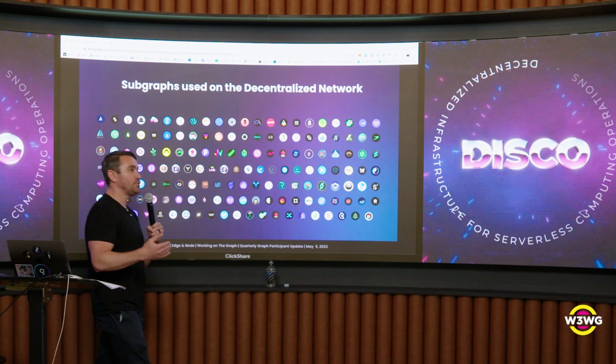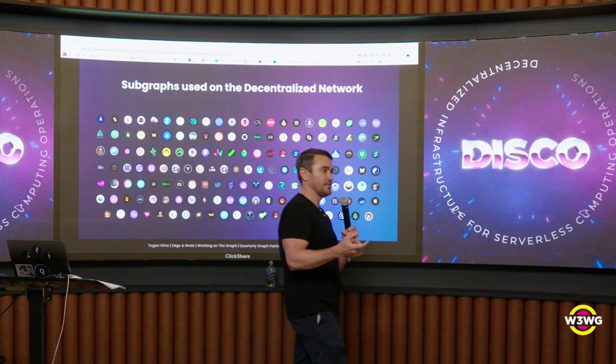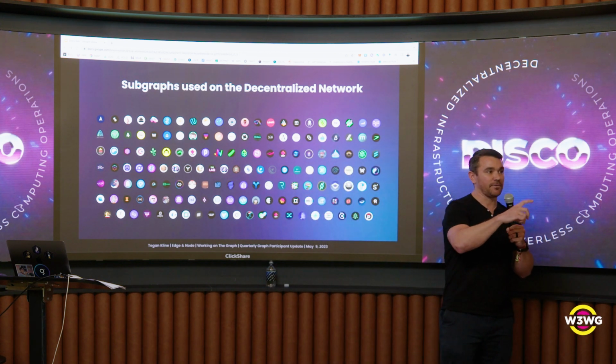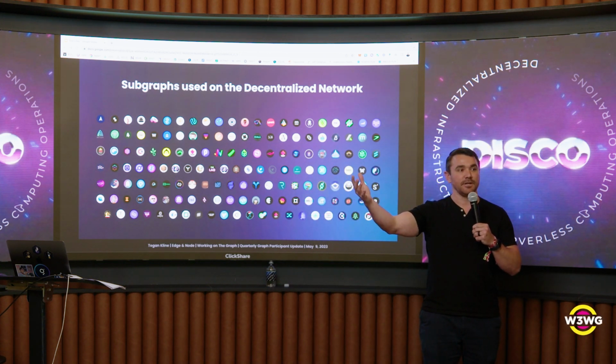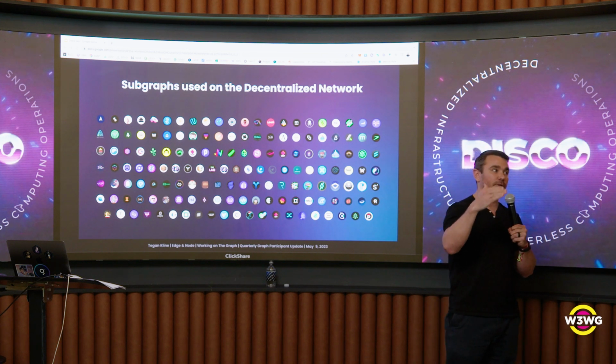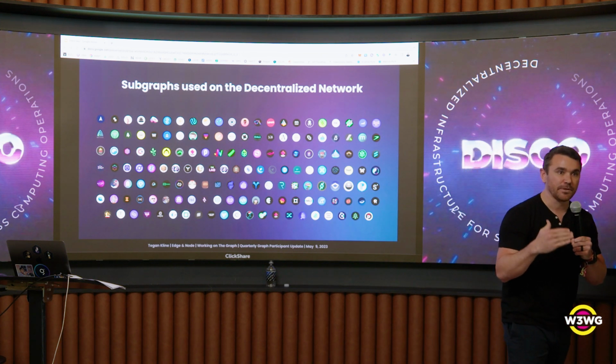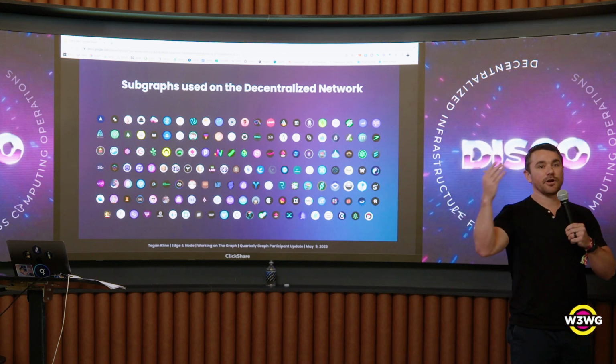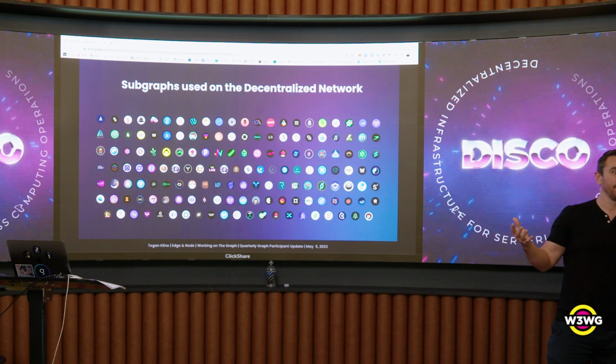there are about 250 that are actively used. But subgraph developers are the ones that are putting it on the decentralized network, and there's only about 150 to 160 that are using it specifically for their DApp. There's another 100 or so that are just third-party queryers.